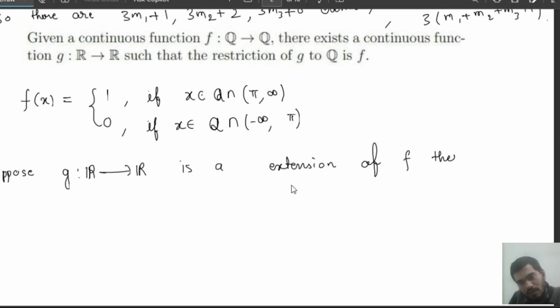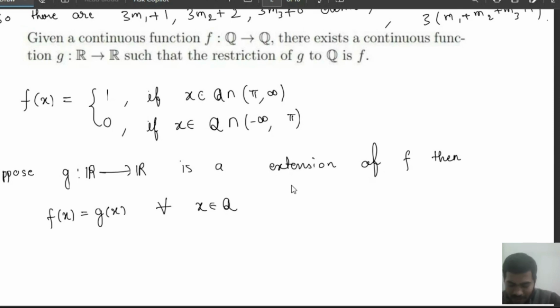Then what will happen? f(x) equals g(x) for every x belongs to Q. Right? This is what extension means. That the functions will be equal in their common domain, and then the extension function will be further defined on R. So suppose such an extension function g is there, and then it will satisfy f(x) equals g(x) for every x belongs to Q.